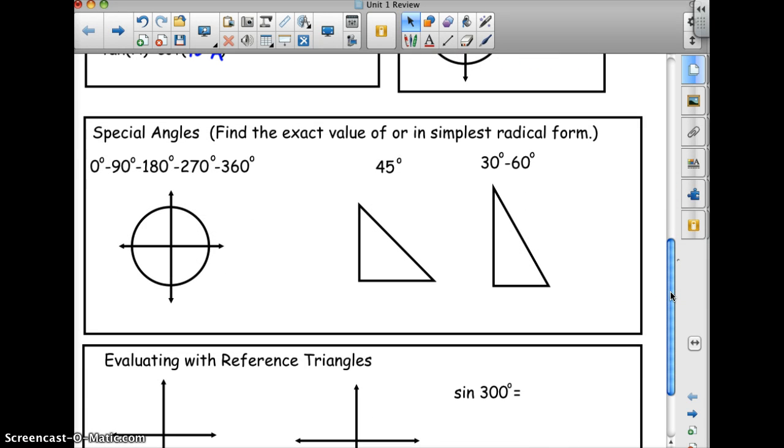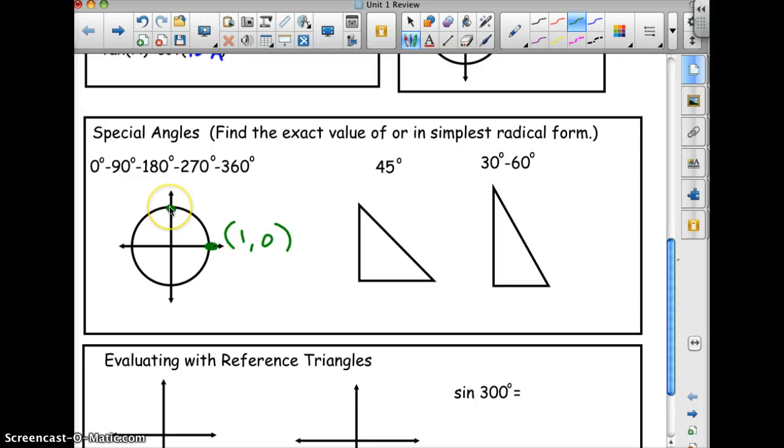Special angles. Now, if it says to find the exact value of, or if it says in simplest radical form, this is when you're not going to want to use the calculator to evaluate trig functions. You're going to use these special angles. For a 0-degree angle, I'm going to use what I know about the unit circle. That's cosine comma sine. And this point right here is the point 1, 0. So the cosine of 0 is 1. The sine of 0 is 0. And remember, the tangent is sine over cosine, so that's 0 over 1. So the tangent of 0 is 0.